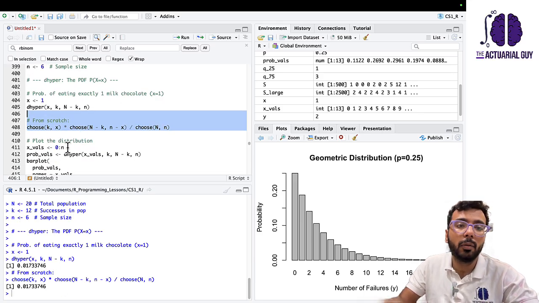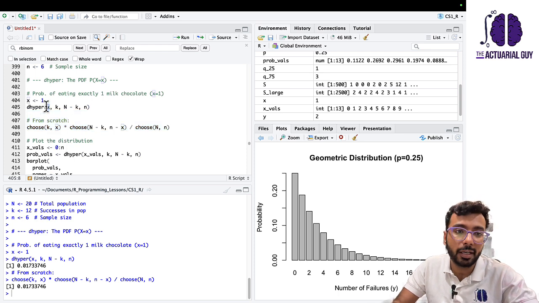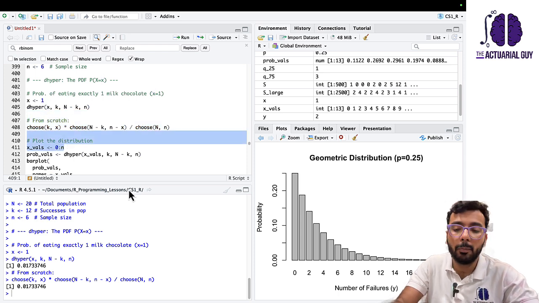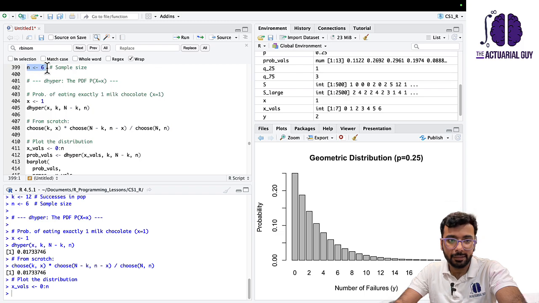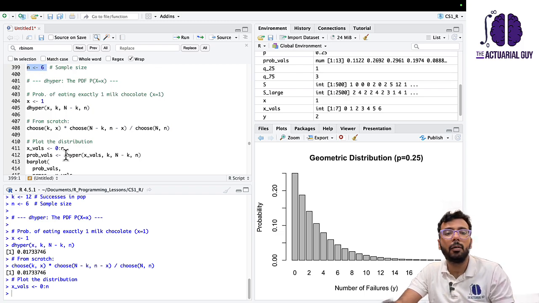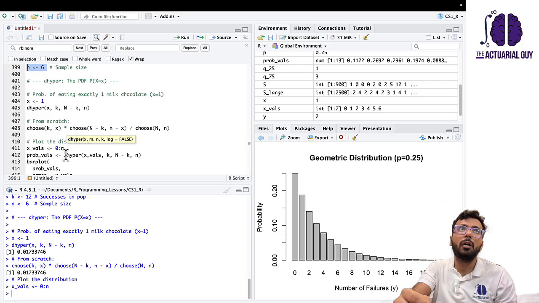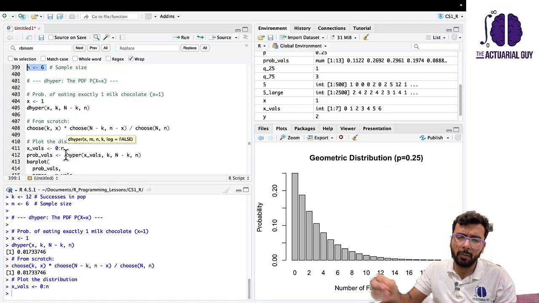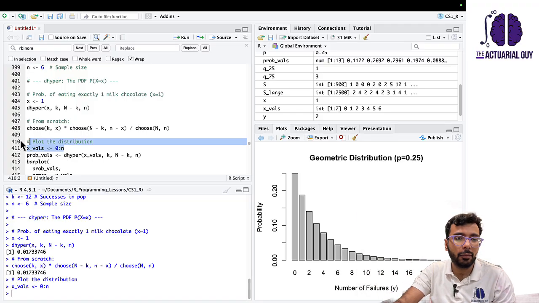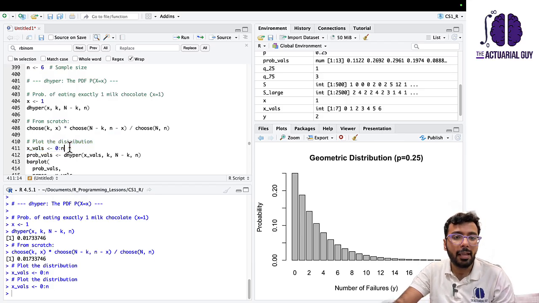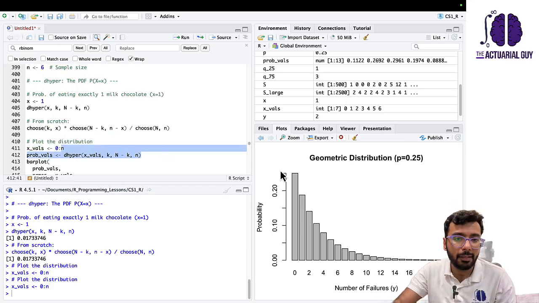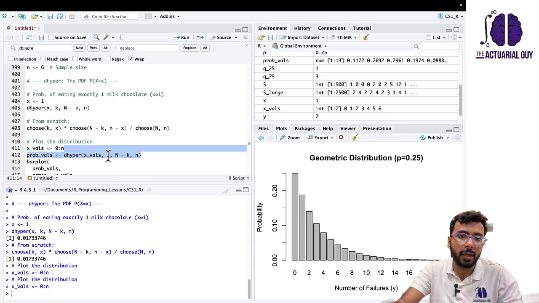Now obviously you can put a vector in here instead of a scalar, instead of a single value. So if I put all the values from 0 to small n, that is 6, we want to see the probability of getting 0 milk chocolates, 1, 2, 3, 4, 5, and 6 milk chocolates. We want to see the probability at all of these values. So you take x vals as 0 to n, and then you run this probs vals as d hyper, and you put x vals, the vector, instead of x. K is the same, N minus K is the same, n is the same.